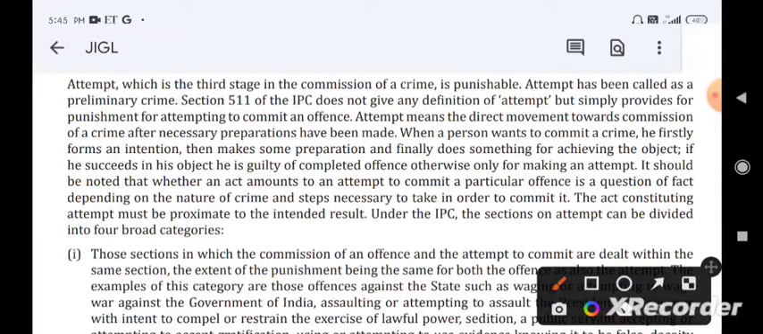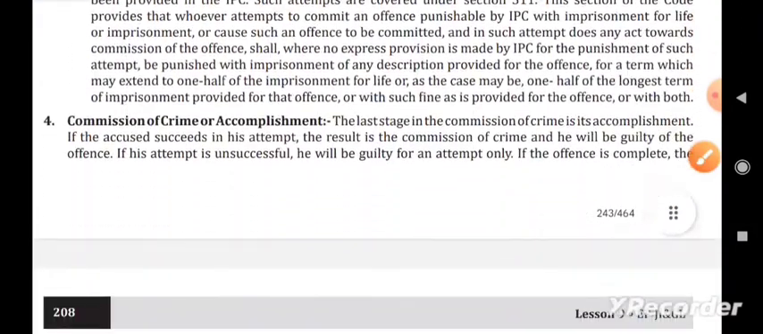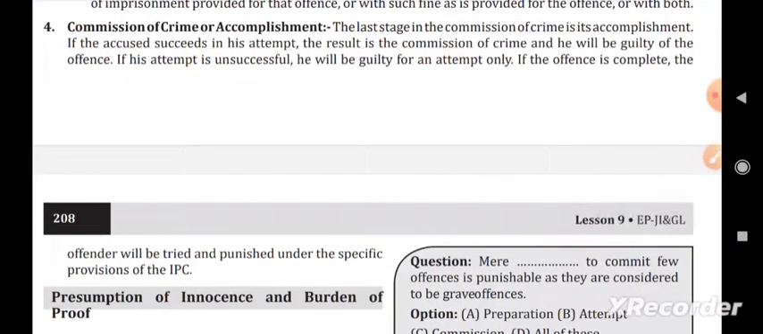Attempt is the direct movement towards commission of a crime after necessary preparations have been made. So what are the crimes that can be attempted? Waging war against the government of India, with separate punishments, and attempt to commit suicide is also a crime that is punishable. And the last stage of crime is the commission or accomplishment, where the crime is successfully done.